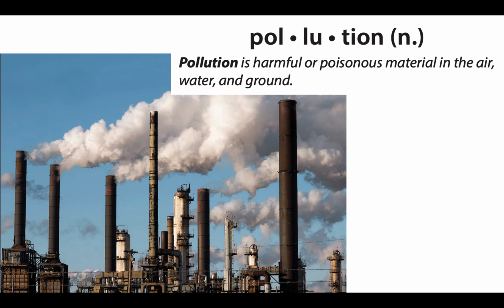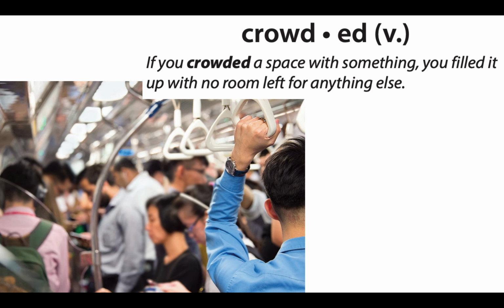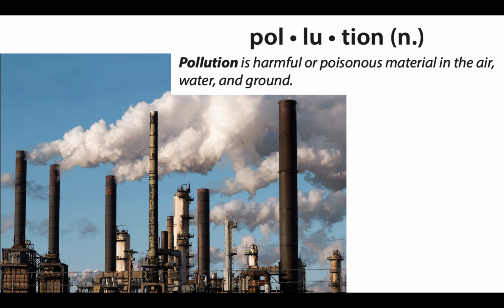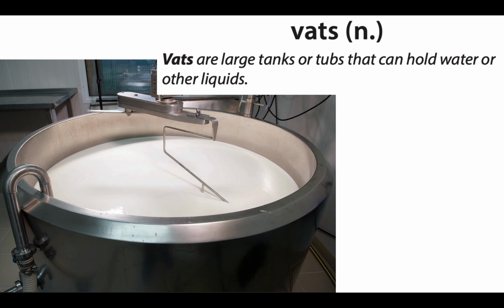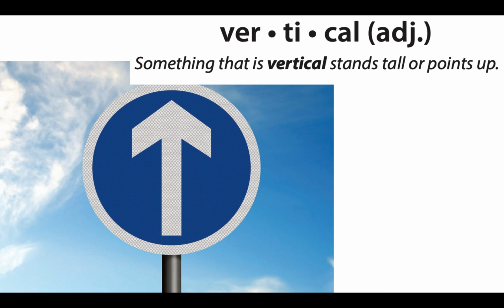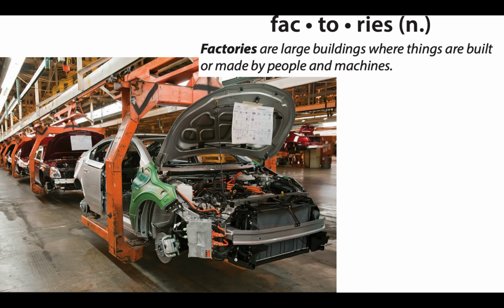Pollution is harmful or poisonous material in the air, water, and ground. Crowded means when a space is filled and there's no room left for anything else in that space. Vats are large tanks or tubs that can hold water or other liquids. Vertical means that something is standing tall or pointing upward. Factories are large buildings where things are built or made by people and machines.